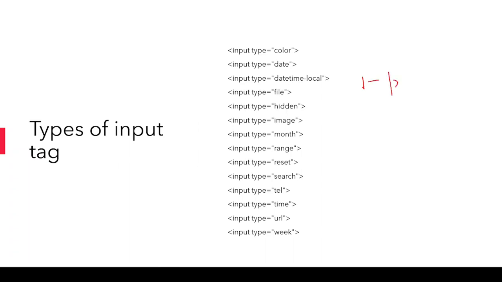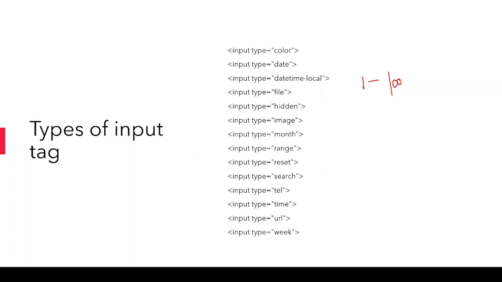Type range is something like, for example, range 1 to 100. Reset is for resetting the value of the input field. If it is 100 by default and you change it, and you want to restore the default value, then you click the reset button and the form resets.